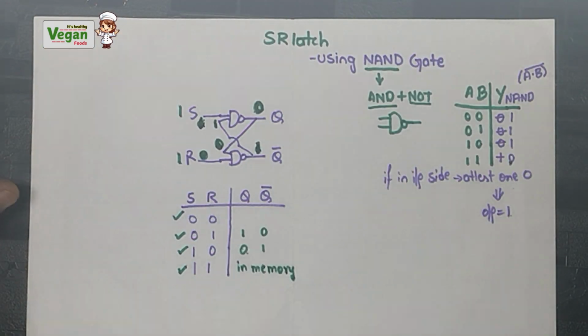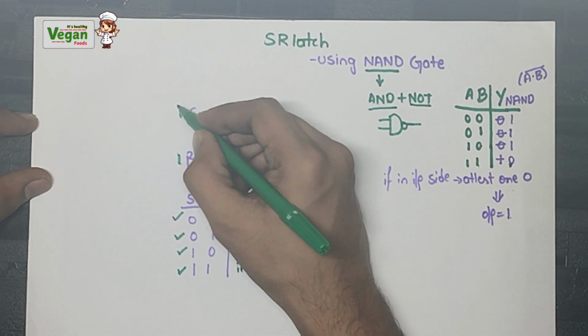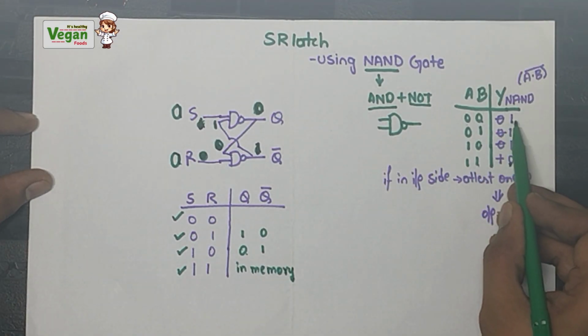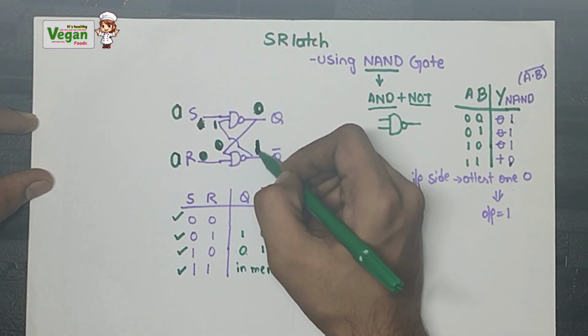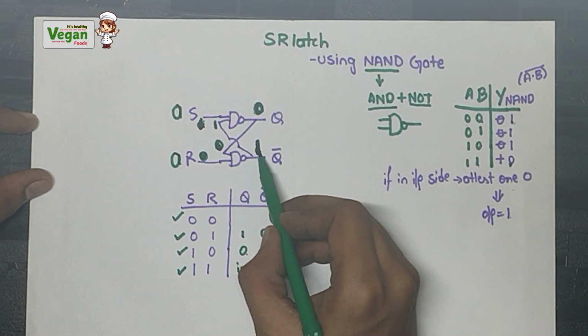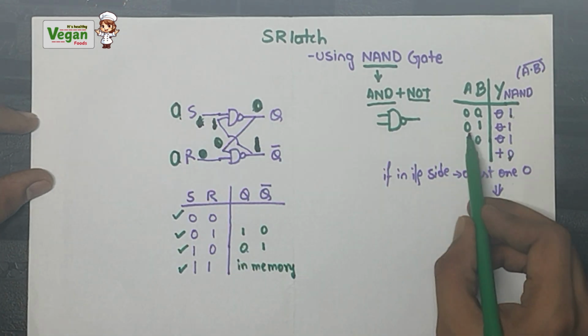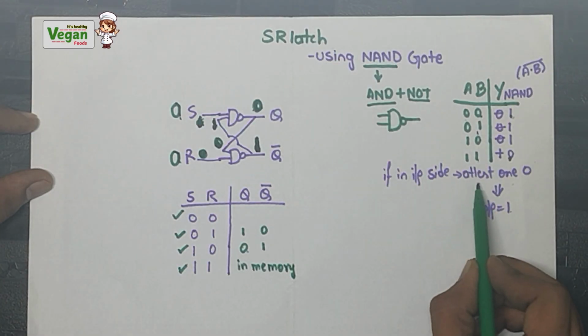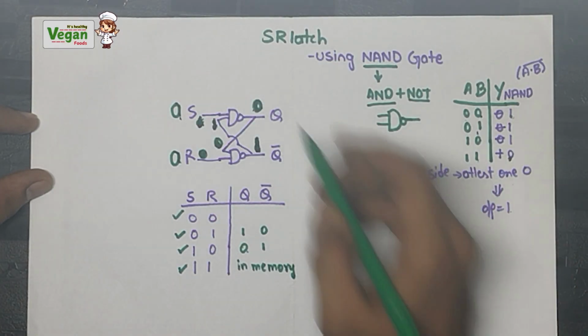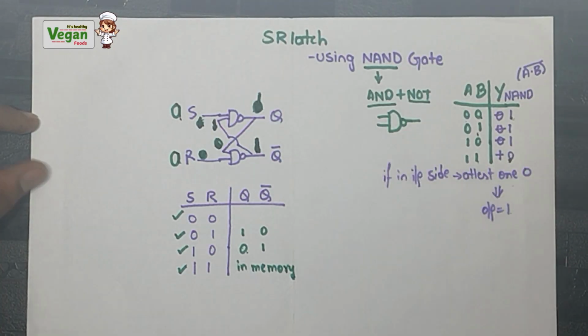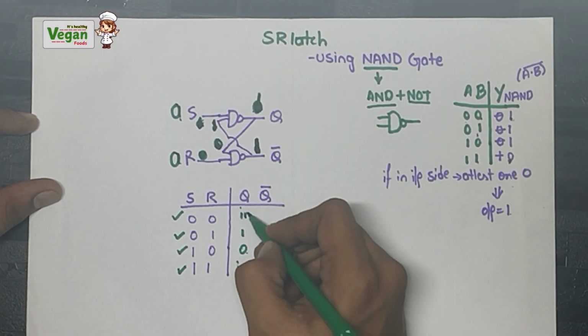Now if I consider the input 0 0, S value is 0 and R value is 0. If both are zeros, the output will be equal to 1. Let's consider this output as 1. If I give this output as input right here, 0 and 1 will be my inputs. On the input side, if at least one 0 is there, the output will be 1. So this value will be equal to 1. So the Q value is 1 and the Q bar value is also 1. This is not allowed, because only complementary outputs are allowed. So I can say this is invalid.